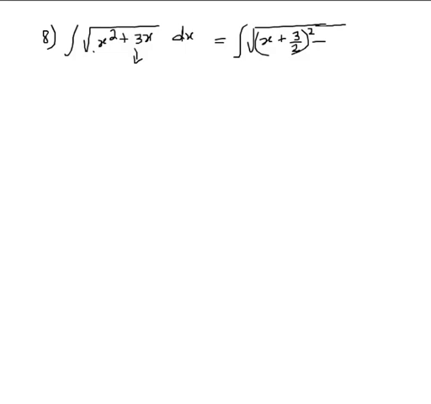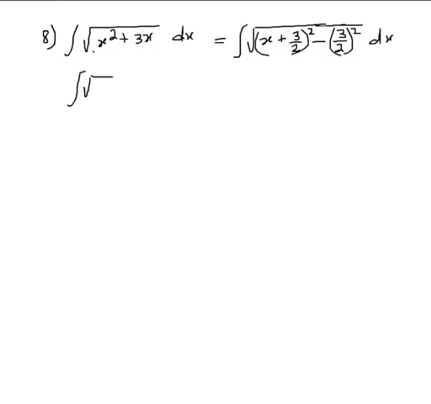Question number 8. Integral root of x square plus 3x dx. Here there is no constant term, but x square and x terms are there. So we need to complete the squares. Integral root of x plus, here the coefficient of x square is 1. Just divide the coefficient of x by 2. This is your b term. Minus the b square term has to be subtracted, which is 9 by 4. There is no constant term to write, so 3 by 2 the whole square I have written, dx.